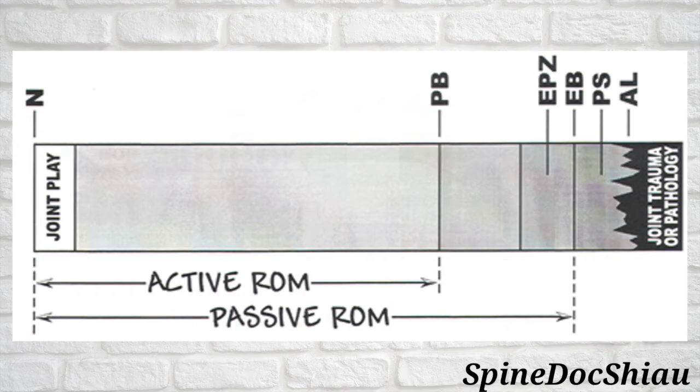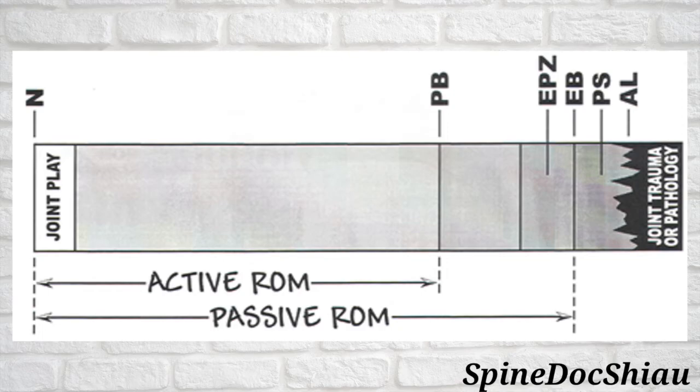And past the elastic barrier of resistance, we enter the next stage of ranges of motion, the PS, which stands for paraphysiological space. This space is really crucial to the chiropractic adjustment because it is where the manipulation or the adjustment occurs. The paraphysiological space is where you may hear an audible cavitation or pop during the adjustment. Beyond the paraphysiological space, we start to encroach on AL, or your anatomical limit.